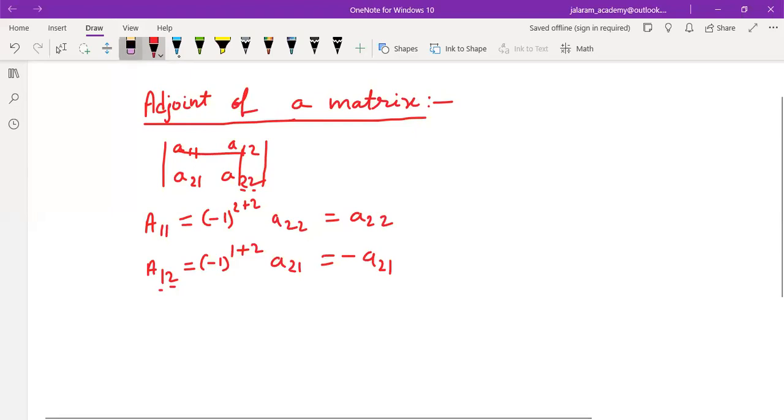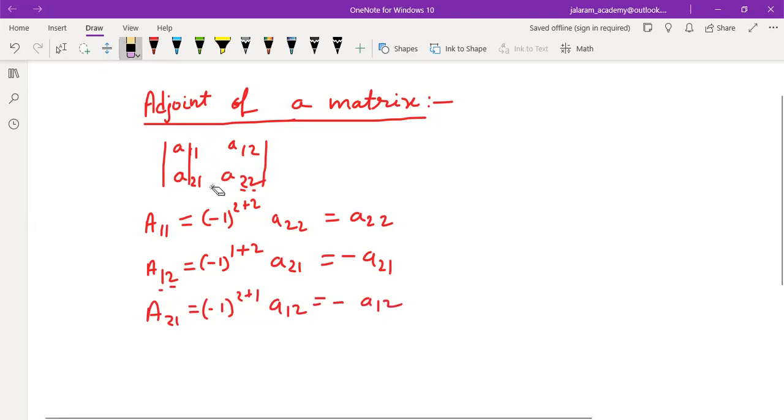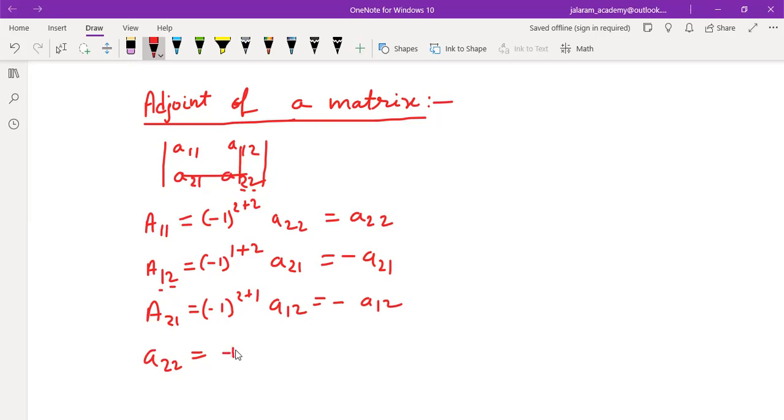Now we find the next cofactor, that is cofactor of second row, first column. Clearly it will be minus 1 to the power 2 plus 1 into a12, equals minus A12. And finally, we will find the cofactor of second row, second column, that is, second row, second column are cancelled. So it is minus 1 to the power 2 plus 2, clearly it will be positive, into a11, that is the same element will be given.